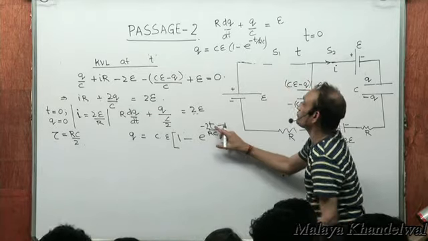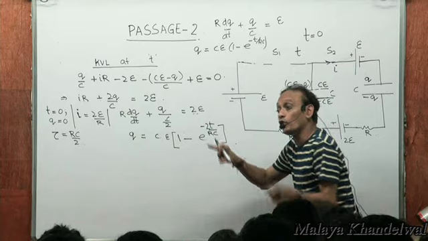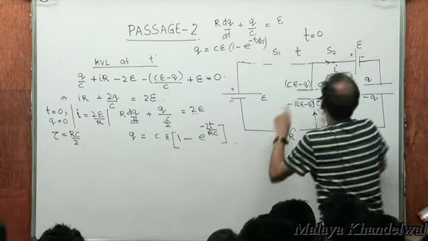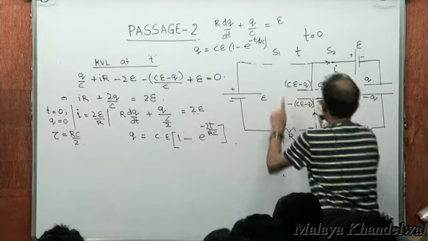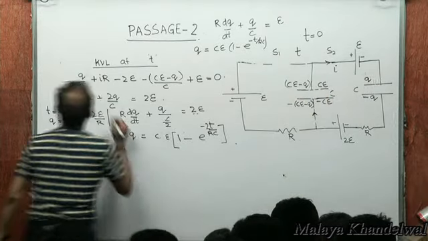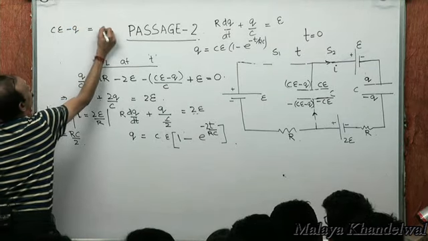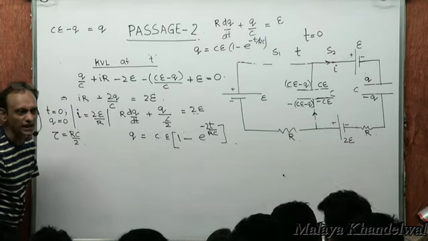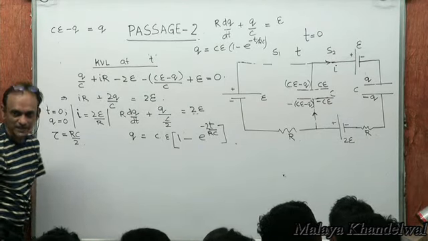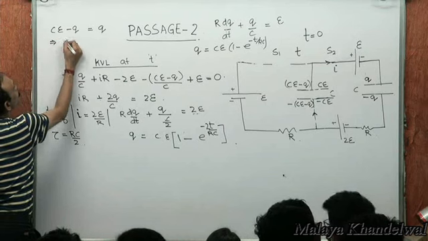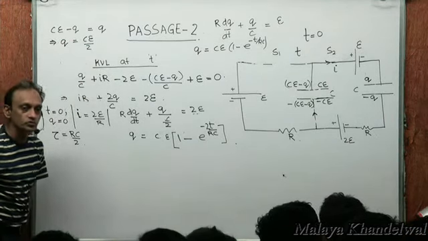I want to solve for t at an instant. I want to find t, the instant when this charge becomes equal to this charge. That means I'm seeking to look at the instant where C epsilon minus Q turns out to be equal to Q. That's the Q that I'm seeking here in the next part of the problem, right? Yes or no? So that gives me Q equal to C epsilon by 2.